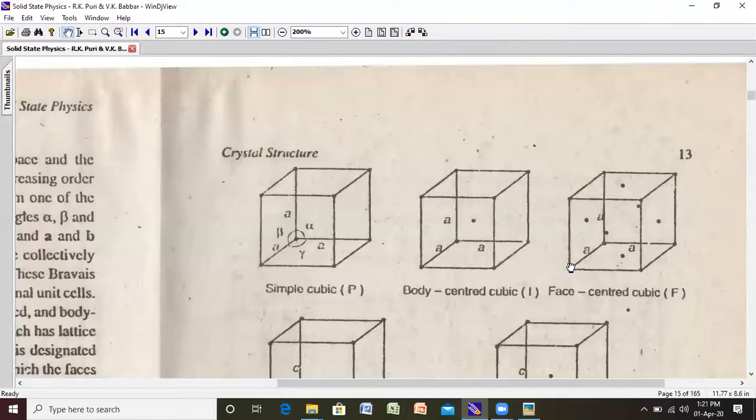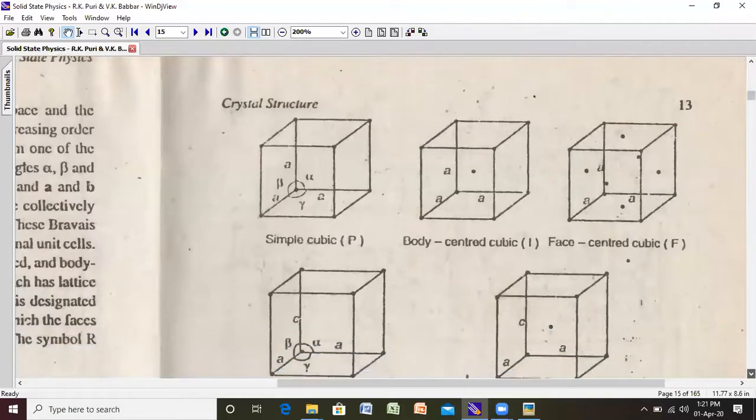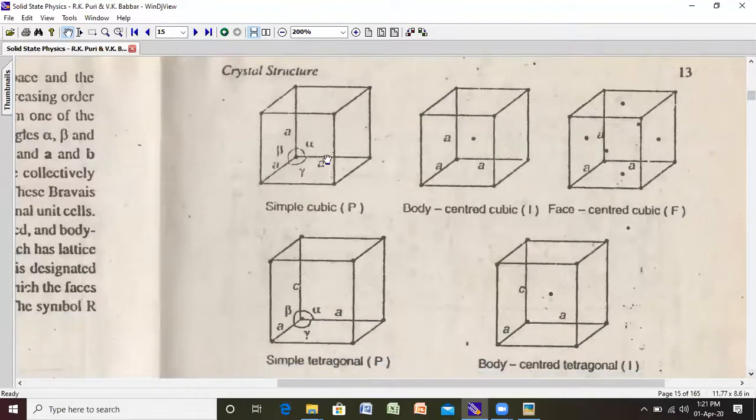And there are face-centered cubic. Every face, every side of the box contains a point, a lattice point. At the front, at the back, at the right, left, top, bottom, every side has points. So three types of the cubic system. So there are three Bravais lattices in the cubic crystal system.